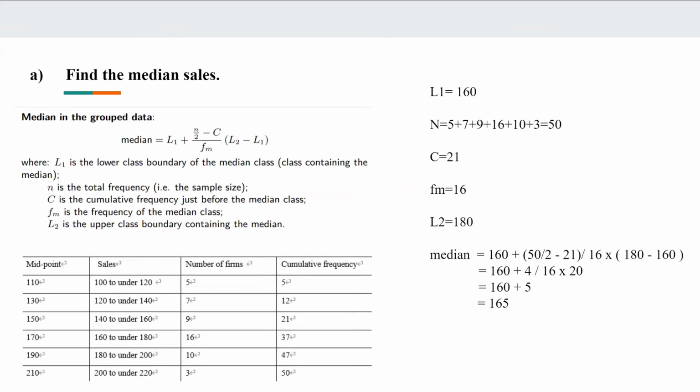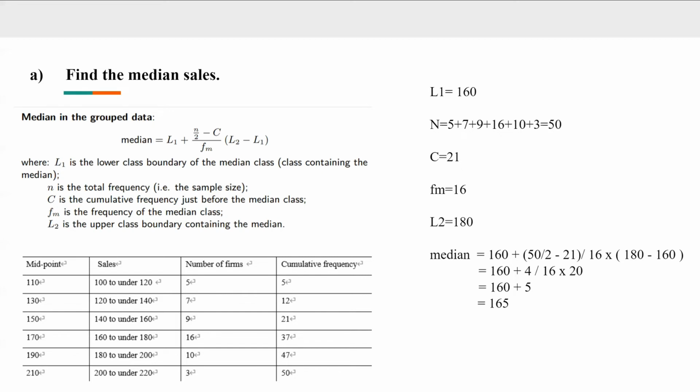To calculate the median of the group data, we should use this formula. The class in which the median falls is 160 to under 180. L1 is the lower class boundary of the median class, which is 160. N is the total frequency, which is 50.